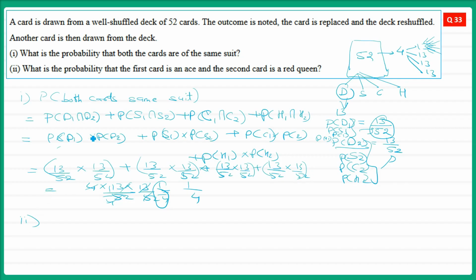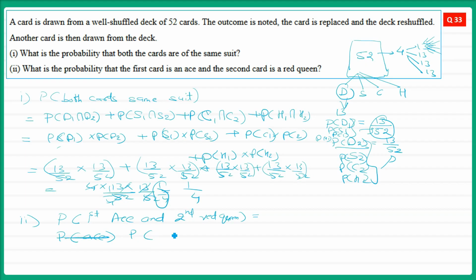Now coming to the second part. What is the probability that the first card is an ace and the second card is a red queen? So the first should be an ace. The first card is an ace and the second card is a red queen. It's clearly specified that the first card should be an ace. It's not saying that any of the cards can be an ace or a red queen. So probability of ace multiplied by probability of red queen.